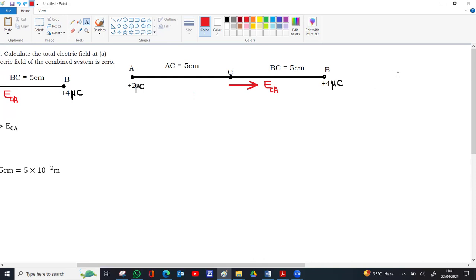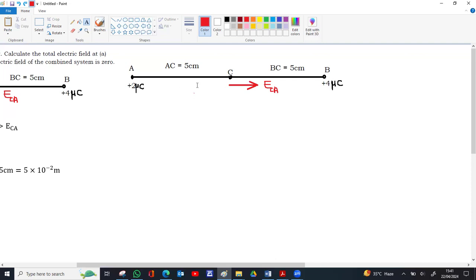So you cannot have zero field here. For zero field, the fields of B and A have to be in opposite direction. Even if you take a point on the left side of A, this +2 will repel the test charge left, even the +4 will repel left.